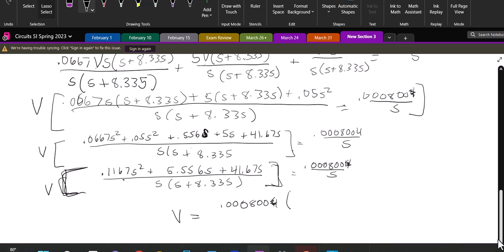Alright, so 0.0008 over s times s plus 8.335, over 0.1167 s squared plus 5.556 s plus 41.675.